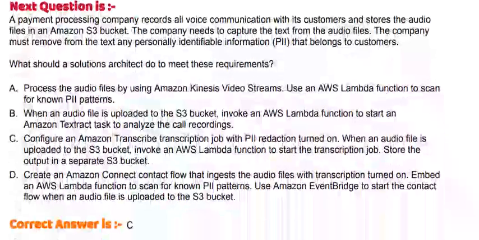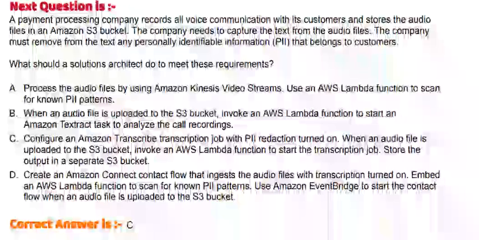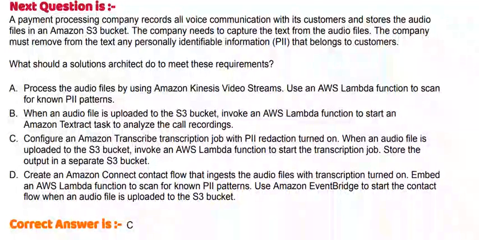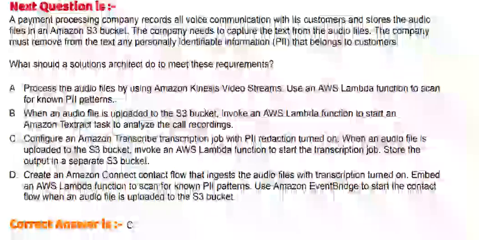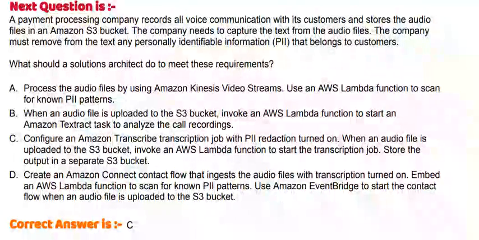Next question is, a payment processing company records all voice communication with its customers and stores the audio files in an Amazon S3 bucket. The company needs to capture the text from the audio files. The company must remove from the text any personally identifiable information that belongs to customers. What should a solutions architect do to meet these requirements? Option A. Process the audio files by using Amazon Kinesis Video Streams. Use an AWS Lambda function to scan for known PII patterns.